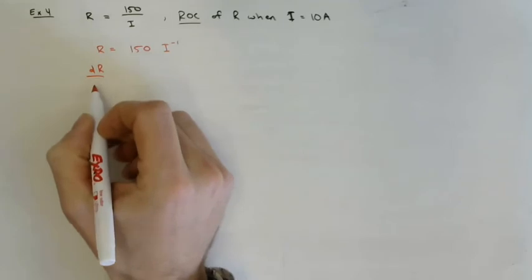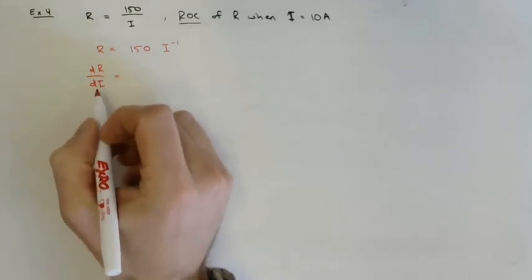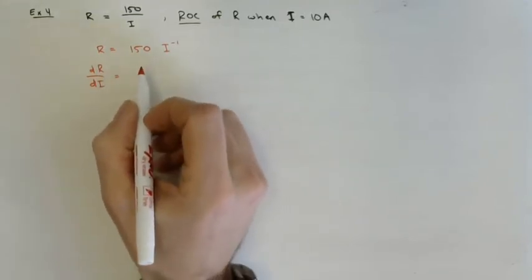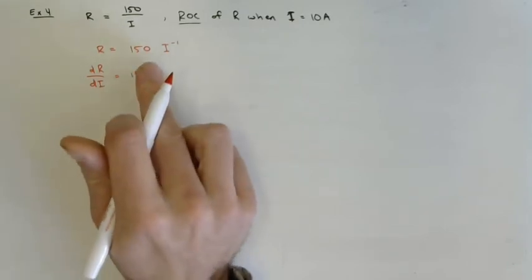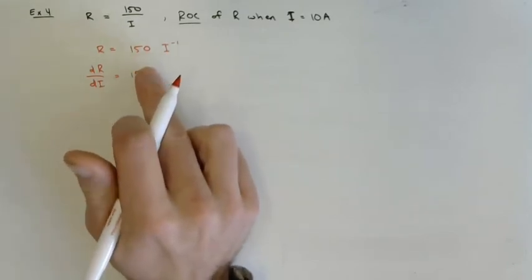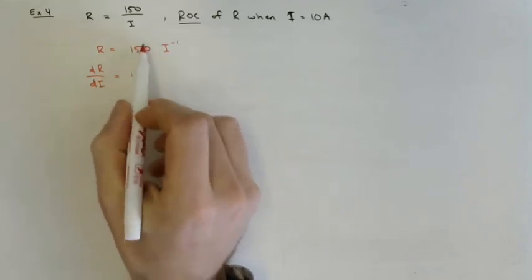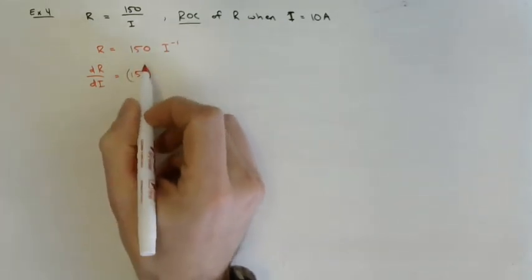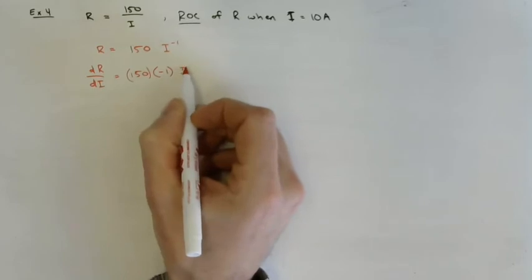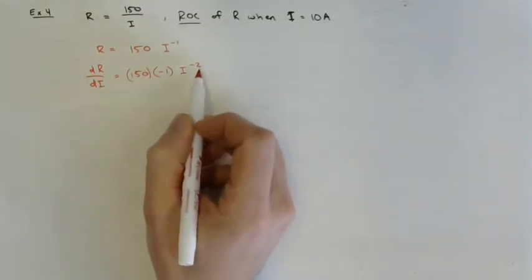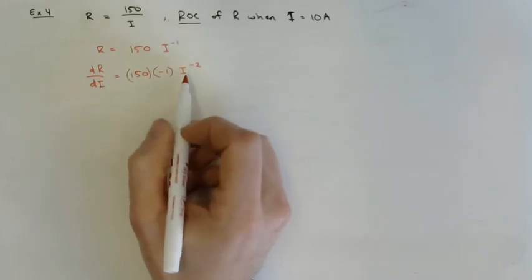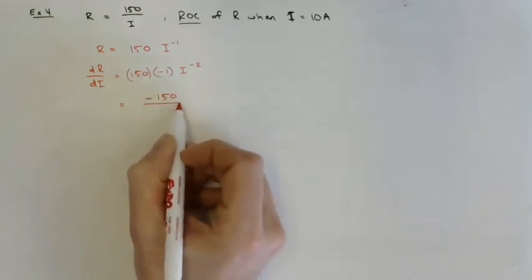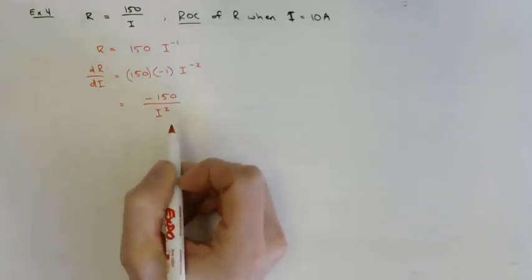So now dR by dI, which is notation for the derivative of the resistance function, is the derivative of the first times the second, plus the first times the derivative of the second. Well, the derivative of the first is 0, so that whole piece of the product rule gets taken out, and we're looking at just the first times the derivative of the second, which is -1 times I to the power of -2. We simplify this, and we end up with, in the numerator, -150. In the denominator, we have I to the power of 2.